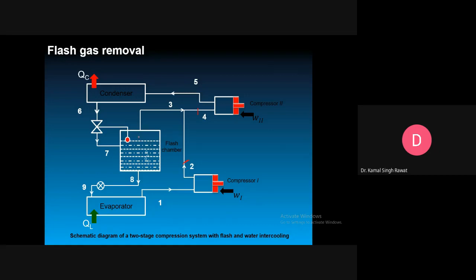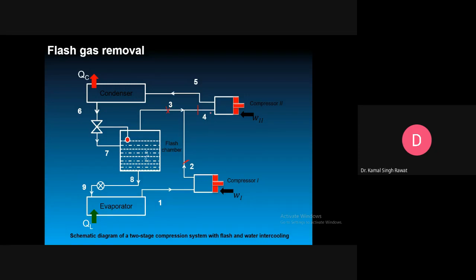So we separated the vapor, and the vapor is coming out from the flash tank. The state is 3, which is saturated vapor. These are the superheated vapor and these are the saturated vapor, and they are mixed together, and we have state 4 at the inlet of the compressor second, which enters into the compressor second, where it gets compressed isentropically.